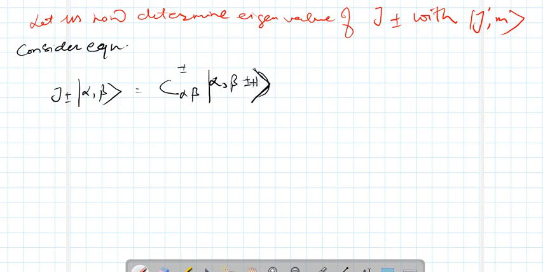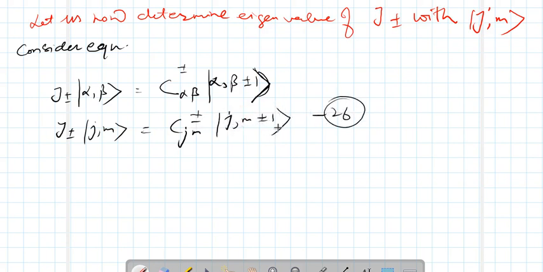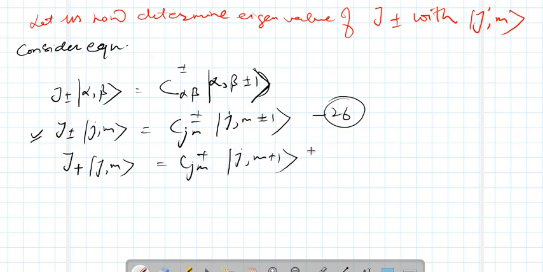So as we know, using this equation we can write down J plus minus on jm is equal to C plus minus jm plus minus 1. Let me call it as equation number 26. So using this, taking only one term, it can be written as J plus on jm is equal to C plus jm plus 1, right?